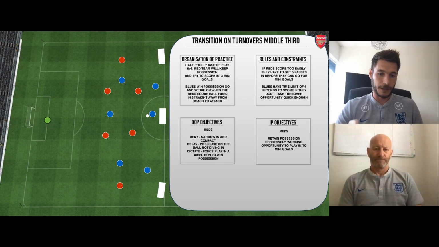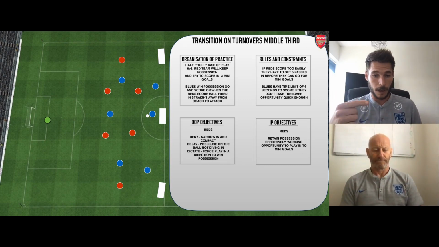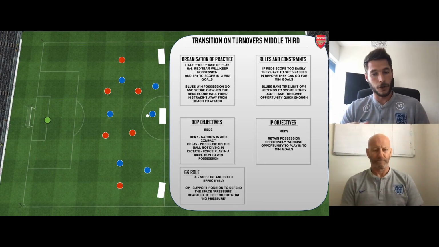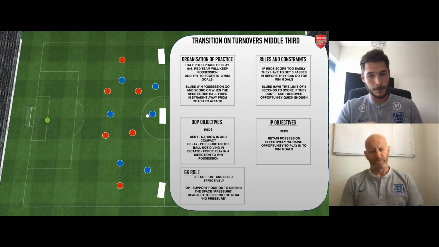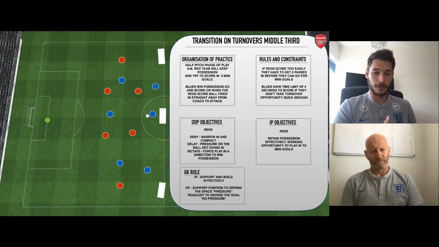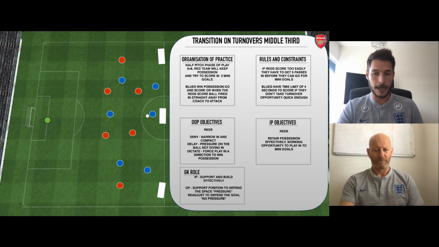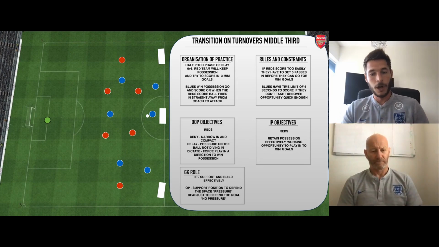Now, the next 2 things are going to be the most important things that we're looking at, in terms of the goalkeeper's role and how we're going to use the goalkeeping coach. First thing we're going to talk about is the goalkeeper's role with the Reds in possession, being able to support and build effectively. Now, out of possession, which is the main thing we're looking at, the support position to defend the space when there's pressure on the ball, which we spoke about in the previous slide. And then to recognise when to readjust to defend the goal when there's an opportunity where there's no pressure on the ball, looking at that 3-yard position that we spoke about before, Mick.